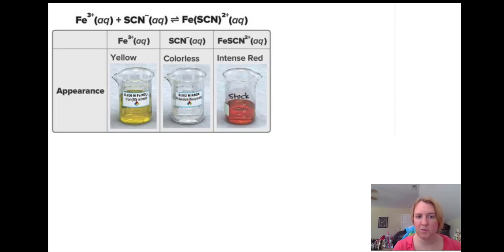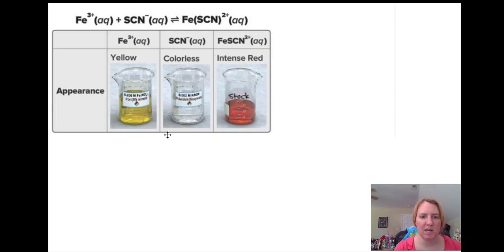So this is an overview of the lab equilibrium from the Connect Learnsmart Lab. In this lab, we're going to be studying the following equilibrium reaction, written in the net ionic equation, so we're not worrying about the spectator ions. We have an iron 3+ ion, we have a thiocyanate ion, and when these react, they produce iron 3 thiocyanate.